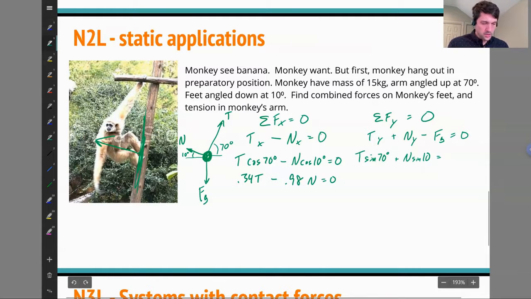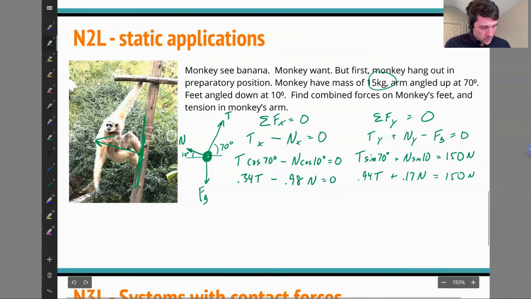And those are balanced by the weight of this monkey, which is 15 kilograms. So that's 150 newtons. So I've got tension times sine of 70, which is 0.94, times the tension, plus the y component of the normal force. So sine of 10 is 0.17 times the normal force equals 150 newtons.